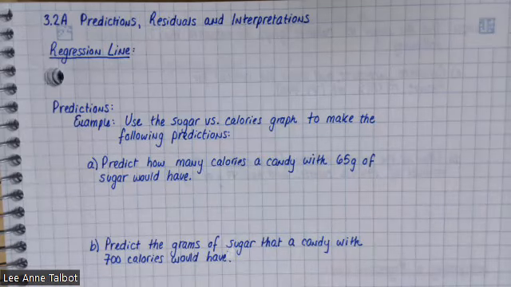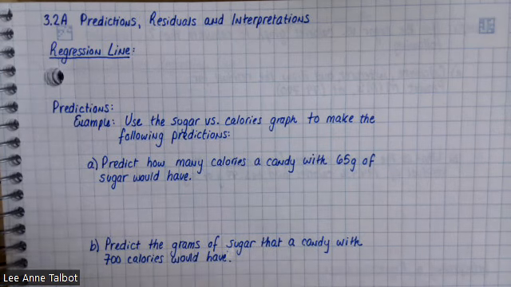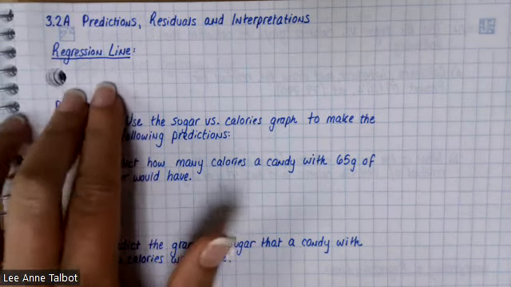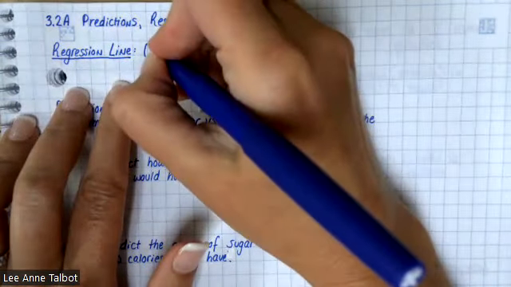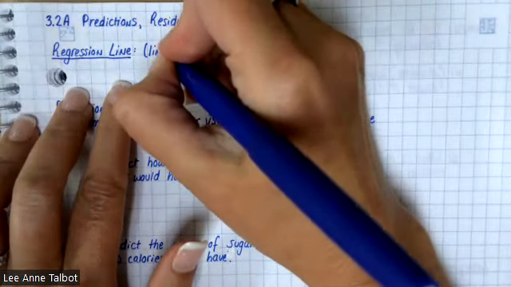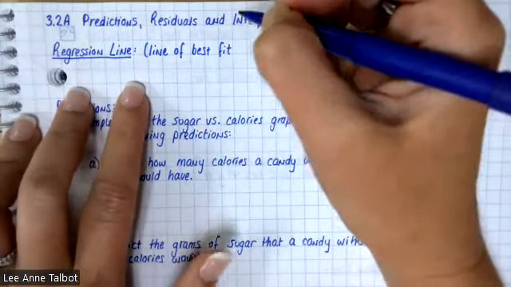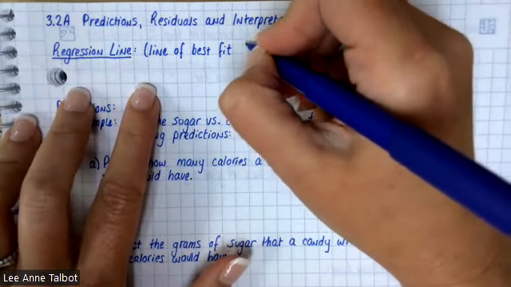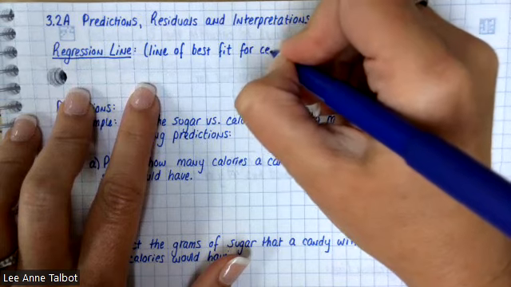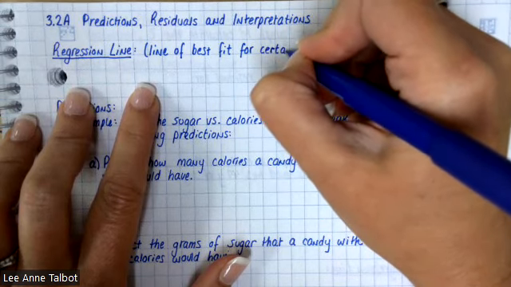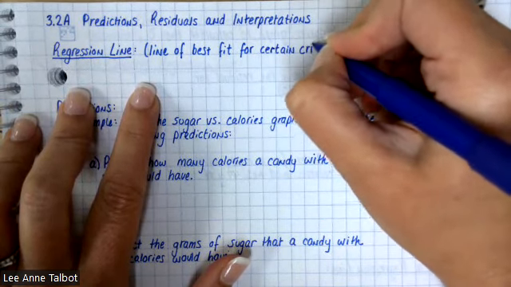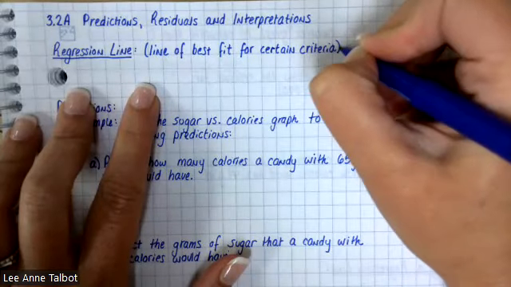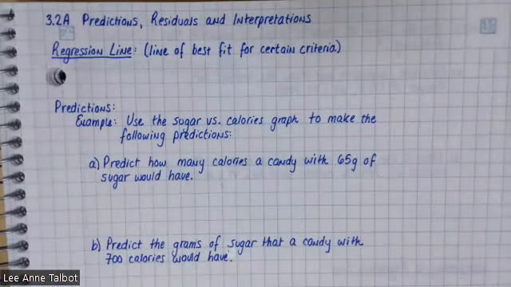The first thing I want to do is define what a regression line is. You say regression line, it's going to make you sound really smart. But a regression line is the line of best fit for certain criteria. Okay, let me explain what I mean by that.